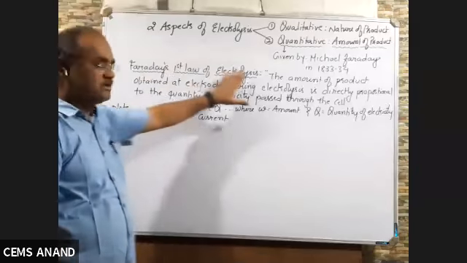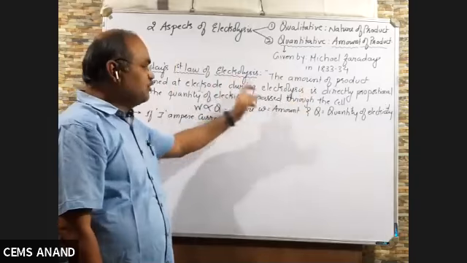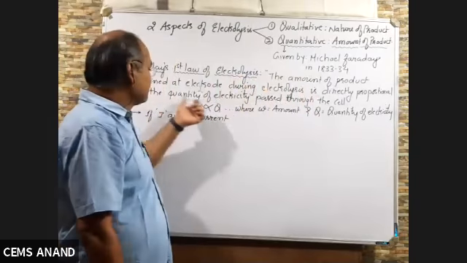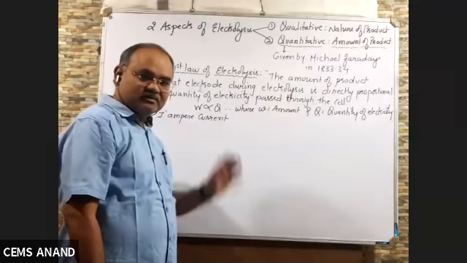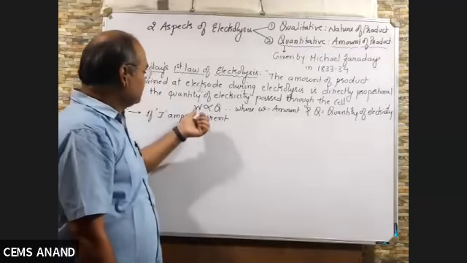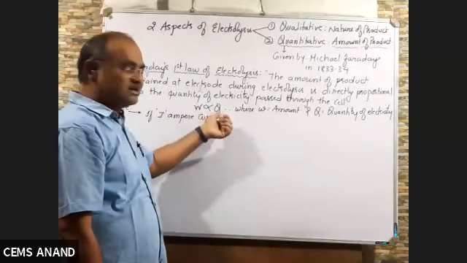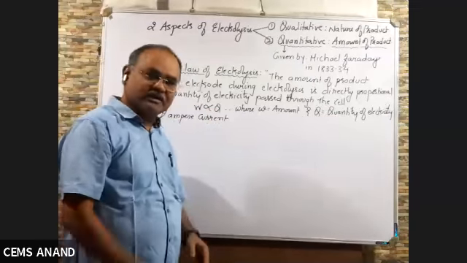Faraday's first law is this. The amount of product obtained at an electrode during electrolysis is directly proportional to the quantity of electricity passed through the electrolytic cell. इसका मतलब जितना करंट पास करोगे उतनी प्रोडक्ट मिलेगी, राइट? So this is product, this is current. Both are directly proportional, where W is the amount of product and Q is the quantity of electricity.